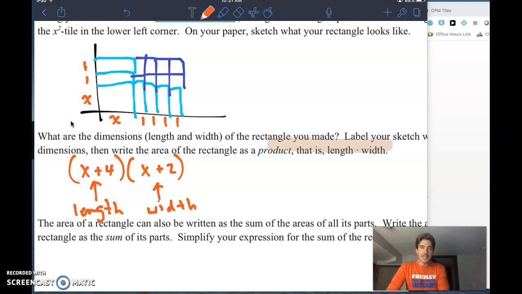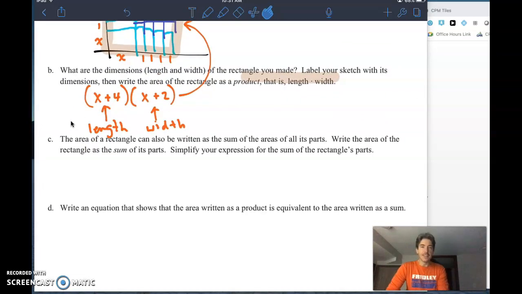And folks, this ties back to some of our earliest learning with area and shapes, because we know the area of a rectangle is length times width. So I've taken this rectangle that we just built, that mess of algebra tiles we had a second ago, and now I've given it a different representation using a length and width, okay? Part C conveniently is going to ask us to build on that. Part C says the area can also be written as the sum of all of its parts. Write the area as the sum of its parts.